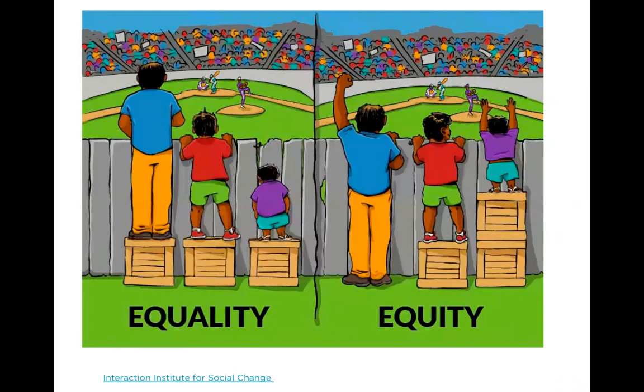Whereas if we shift to equity, not only are we offering our employees all the same opportunity for that management position, but we're also understanding the social determinants that allow access for them to potentially apply for that management position. As you can see in this image, the social determinant is that one of your employees is shorter than the rest. So in that case, the employer understands that and gives that employee that extra box to see over the fence into the game.